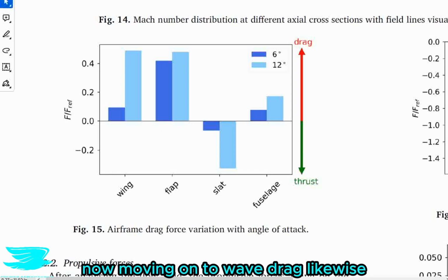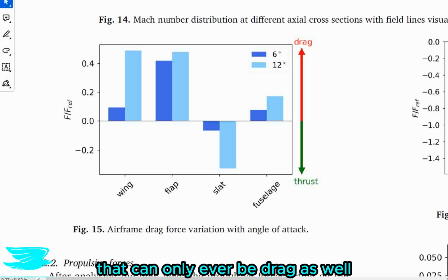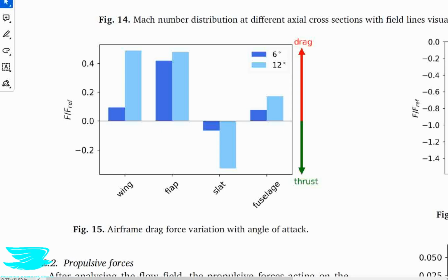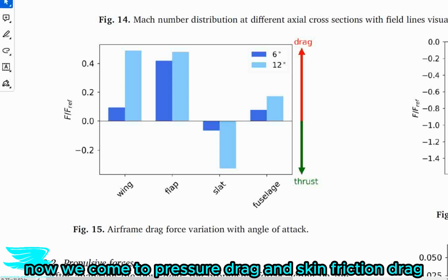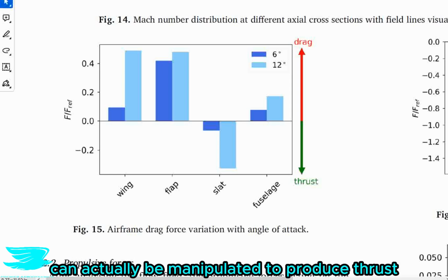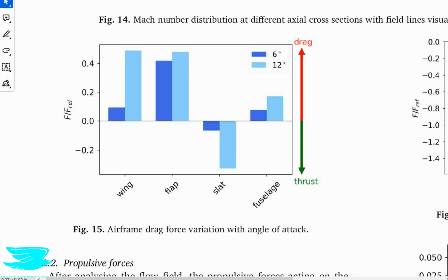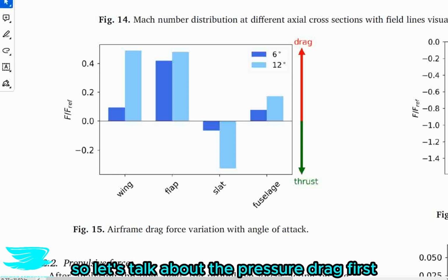Now moving on to wave drag, likewise, that can only ever be drag as well. You can't really create thrust out of the mechanism that creates wave drag. Now we come to pressure drag and skin friction drag. These 2 types of drag can actually be manipulated to produce thrust under certain circumstances. So let's talk about the pressure drag first.